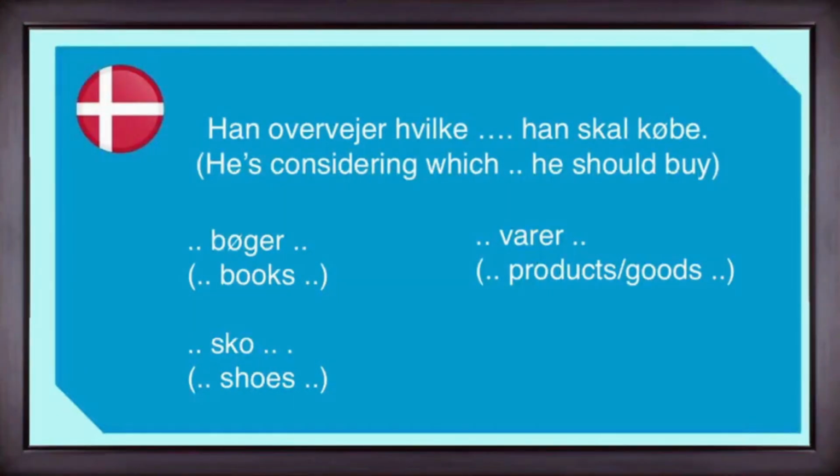Så han overvejer, hvilke bøger han skal købe. Han overvejer, hvilke sko han skal købe. Han overvejer, hvilke varer han skal købe. Right? A lot of different combinations here, and that is the magic. That is the beauty. You have a sentence like this, and you can put any noun in here, right? Like in plural, of course. You could say bukser, poser, anything in plural, anything you can think of.